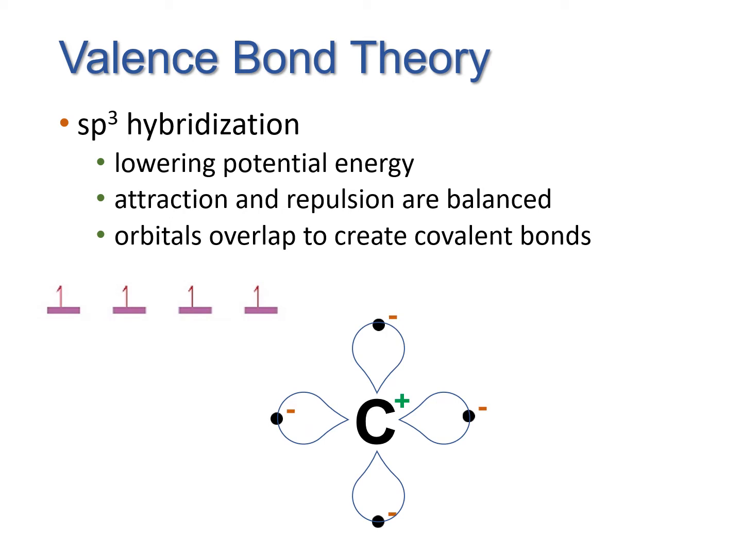And these slightly larger orbits allow more real estate for finding that sweet spot between attractive and repulsive forces, and it ensures an overlap of orbitals with another element. Thank you very much, valence bond theory.